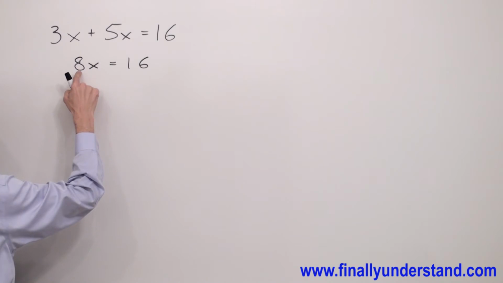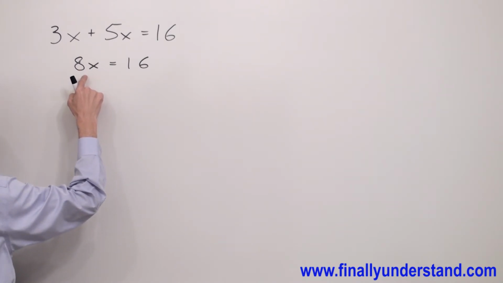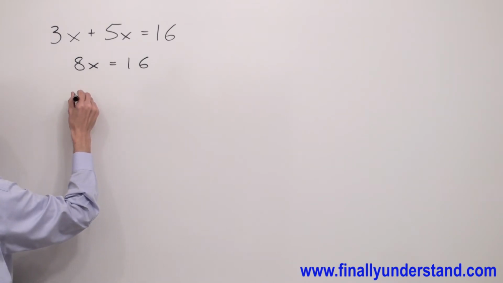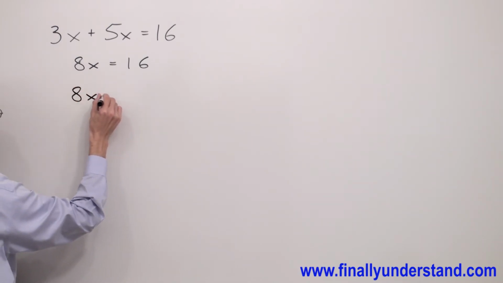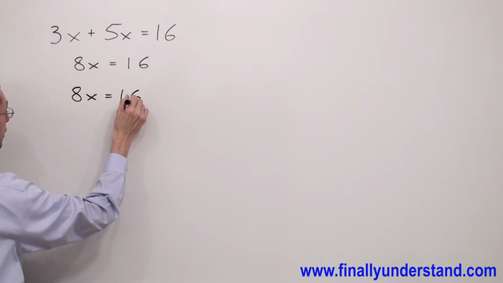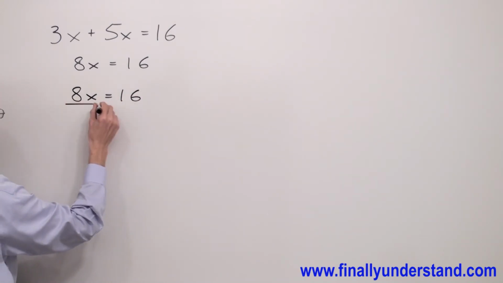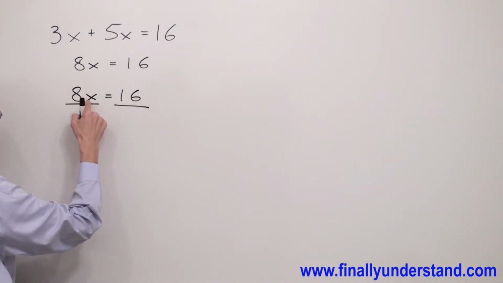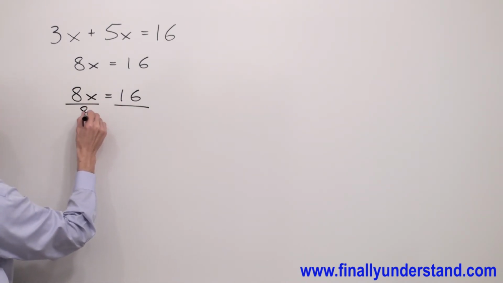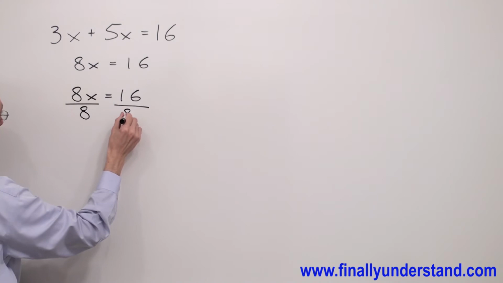from here 8. In order to eliminate multiplication, I'm supposed to use division. We do everything step by step. In order to eliminate 8, I'm supposed to divide both sides of the equation by whatever is multiplied to x. I have to divide both sides of the equation by 8.